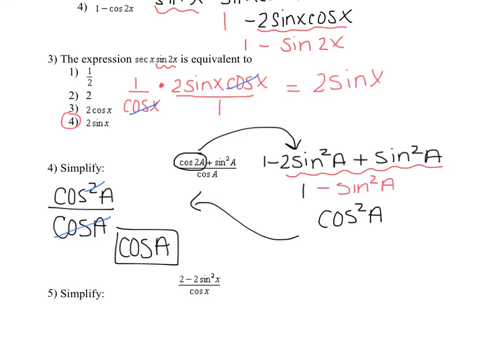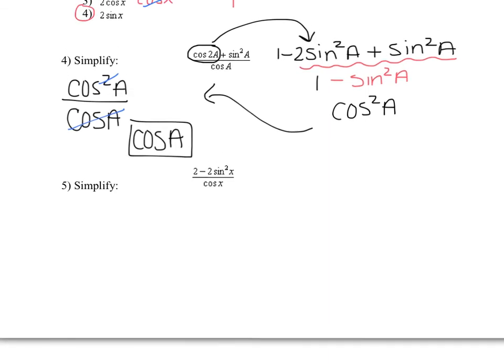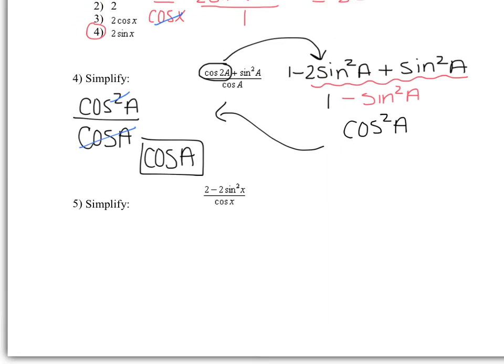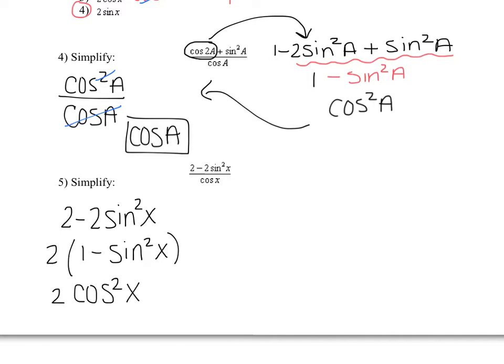All right, last but not least, example number 5. So example number 5, you need to recognize that in the numerator there's a GCF that you can pull out. So if you divide each piece by 2, you're left with 1 minus sine squared x. And again, 1 minus sine squared we know is cosine squared. So bring down the 2 and write cosine squared. Therefore, that's my numerator. And I'm going to divide that by my denominator.